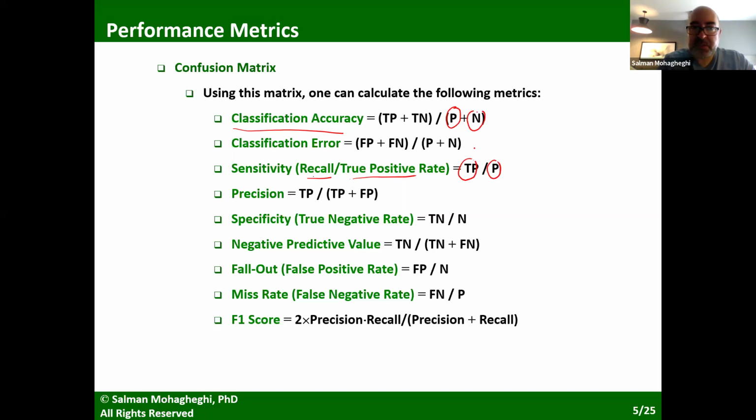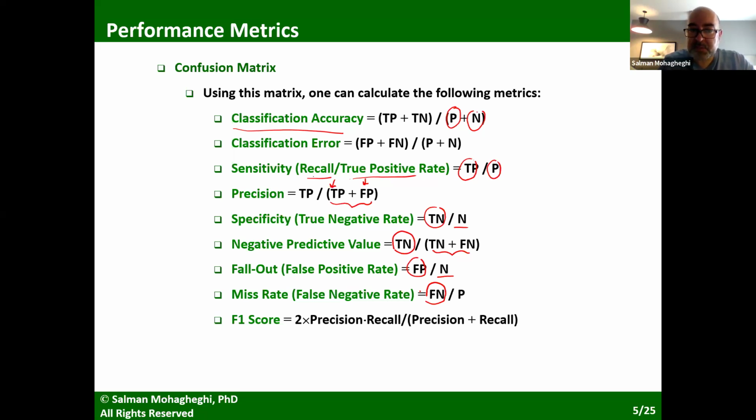What percentage of total positives did I identify as positive correctly? We have precision, which is true positives divided by any data instance that I identified as positive, either true or false. Specificity or true negative rate is true negatives divided by total negatives. We also have the dual of precision, negative predictive value, which is true negatives divided by any data instance identified as negative, either true negative or false negative. We also have fallout, which is false positives divided by true negatives. So what percentage of overall negatives is incorrectly identified as positive? Dual of that is going to be miss rate, how many positives you miss by identifying them as false negative.